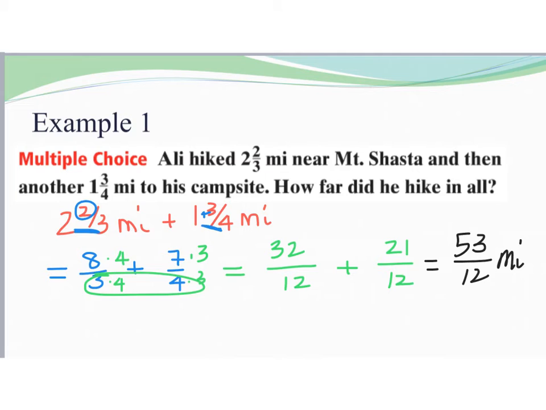However, I will not mark it wrong. But if you're a person that likes to write your fractions as a mixed number, remember we really have 53 divided by 12, which is going to give us 4. So we could say that this is 4, and 4 times 12 is 48. So 53 minus 48 is going to give me 5. So I really have 4 and 5/12 miles if you prefer. And again, I will accept either one of these.